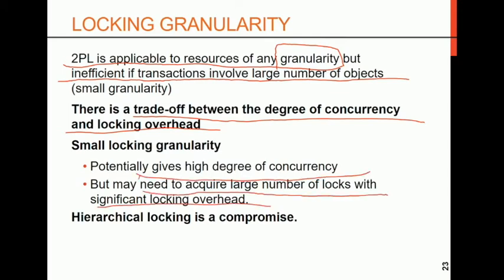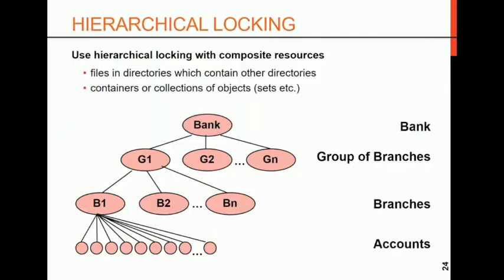To try and solve this problem is something called hierarchical locking. So it doesn't solve the problem completely, but it attempts to help a little bit. And it is very effective. You can lock composite resources, like we said. So you can lock a resource or its parent folder, or its composite object, whatever you want to call it. So examples of that: files and directories, which contain other directories, containers or collections of objects. So this applies to any kind of system where you have files containing other files, containing files, containing whatever, or data structures containing objects. So this is where hierarchical locking can apply.